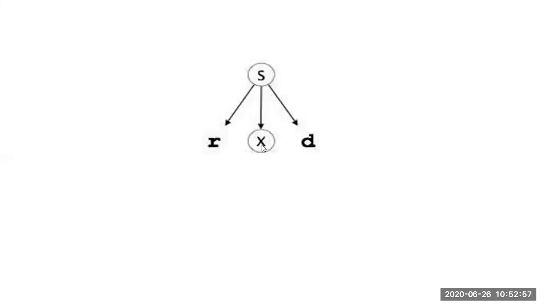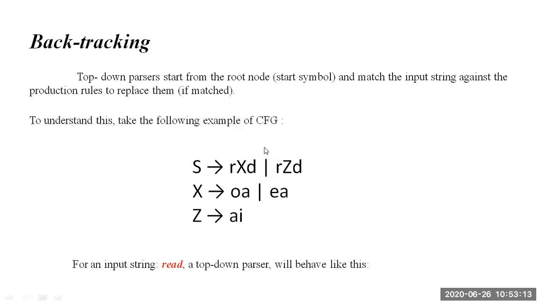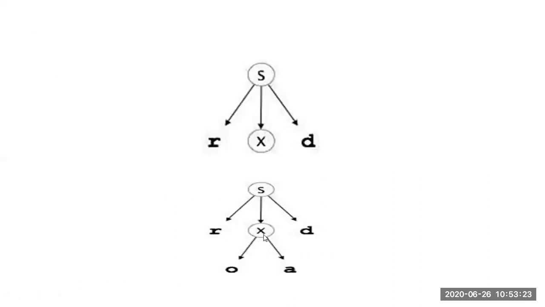Next, after taking RXD, what is your input string? Your input string is READ. R is matching with this R, left to right. R is matching, so it is okay. Since R matched, we have taken it. Next, again X: how many options are there for X? Two options, OA and EA. The first option is OA. So for now I am expanding X with OA.